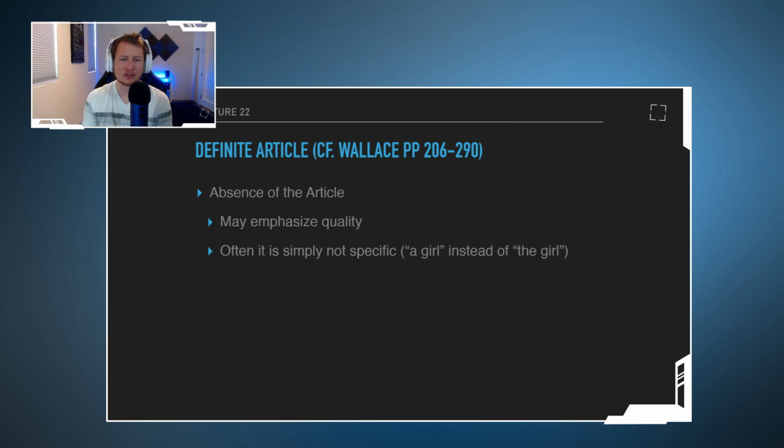Now, when you have the absence of the article, that may emphasize some sort of quality aspect. Typically, though, it's just not specific. It's nondescript. It's "a girl," not "the girl." So take a look at 206 through 290. It will talk about the absence of the article as well. This is good to just be aware of in case it's not there, which does happen all the time.